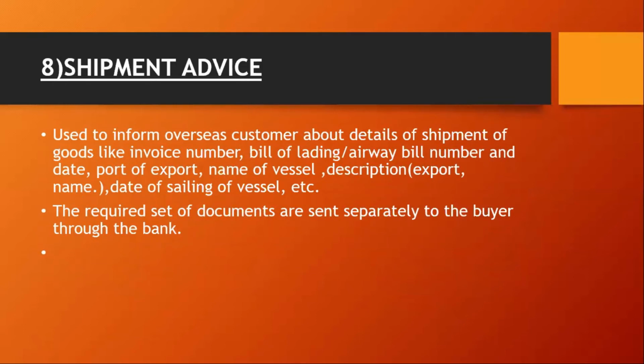A shipment advice is used to inform the overseas customer about the details of shipment of goods such as invoice number, bill of lading, airway bill number and date, the port of export, the name of the vessel, description of goods, quantity, weight, packing, etc., the date of sailing of vessel, etc. The required set of documents are sent separately to the buyer through the bank.